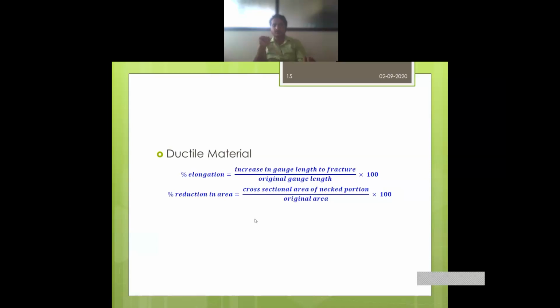So how to calculate the values? There is percentage elongation. See, just say this is 30 centimeter. After elongation, say it will become 35 centimeter. What is the percentage of elongation?